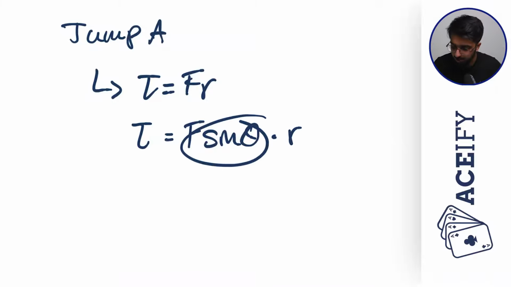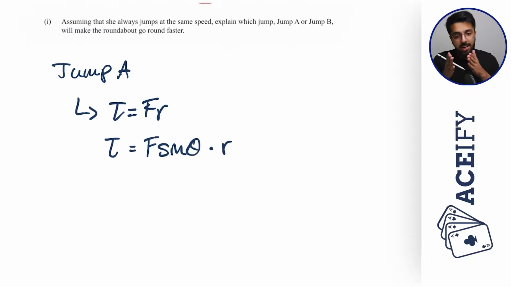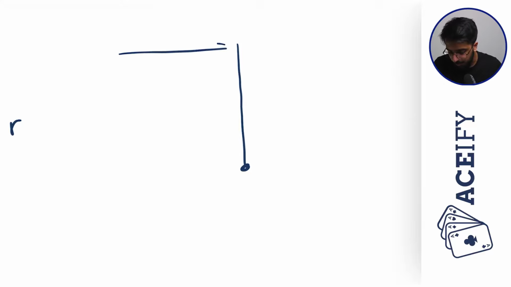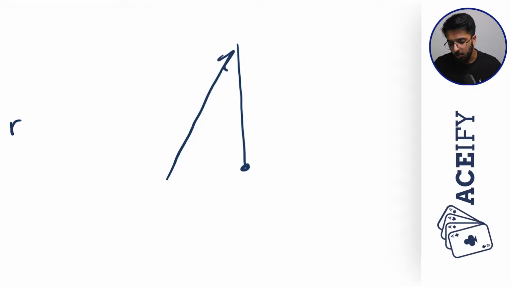Now this sine theta is important because it tells us that the angle at which the force is applied matters. So let's say, for example, we have a pole, and this pole is on a pivot, and so this pole is able to rotate 360 degrees. If we apply a force over here, we know that this pole is going to go this way in a circle. However, if we apply a force this way, we intuitively know that it's still going to rotate, but it's going to rotate slower.